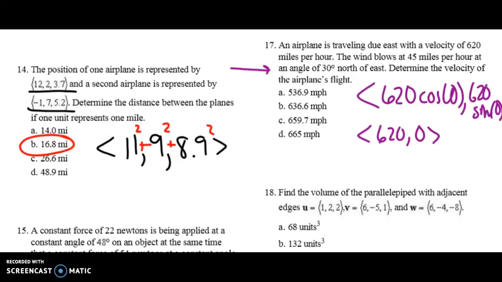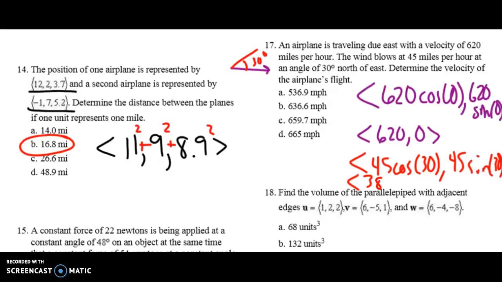Then the next one is 45 miles per hour, 30 degrees north of east. So that's, again, 30 degrees up from here. So I can use an angle of 30 degrees. And so that's going to be 45 cosine 30 degrees, 45 sine 30 degrees. I would get 38.97, so we'll just say 39. And then 45 sine of 30 degrees is 22.5.